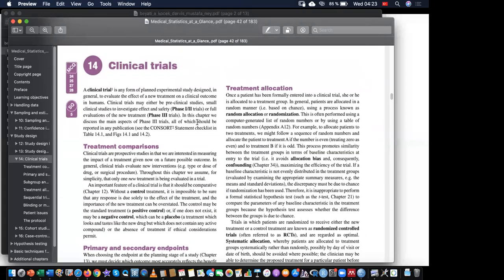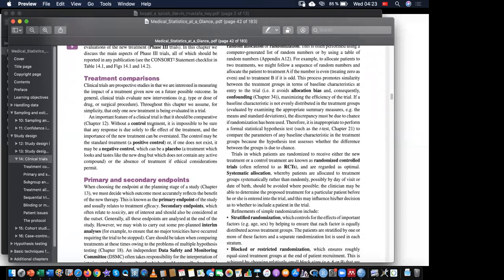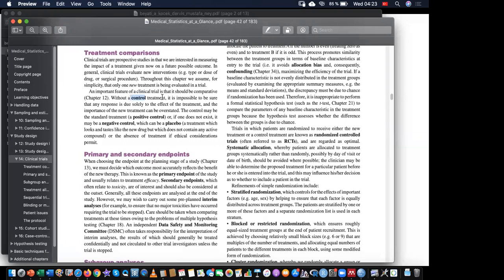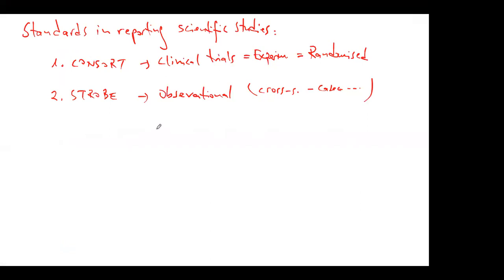What else do I need to tell you about clinical trials? Since it is an experimental study, we need to have a control group. How is an experimental study planned? In any study, you have the population, of course. From the population, you take a smaller sample. And this sample, you divide into at least two arms, maybe more than two arms, but at least two. And this we call the randomization.